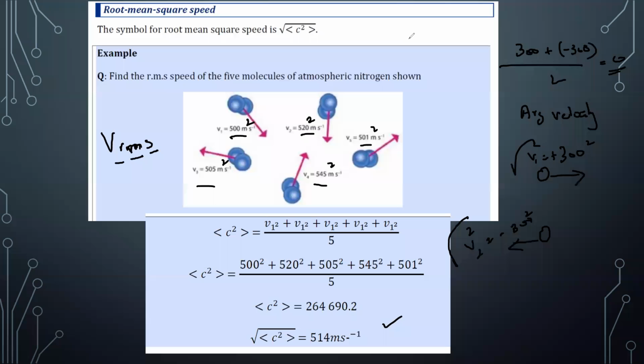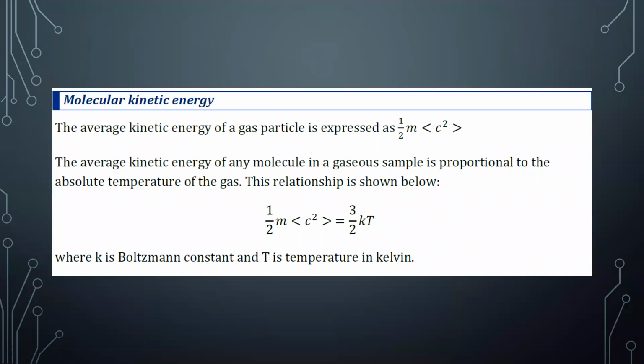Mean square. Then the molecular kinetic energy. The average kinetic energy of the molecule in a gas is proportional to absolute temperature. As we know, kinetic energy is proportional to temperature. Kinetic energy is given by half mv square, and whenever we substitute v here, v is the root mean square speed. Root mean square speed square.